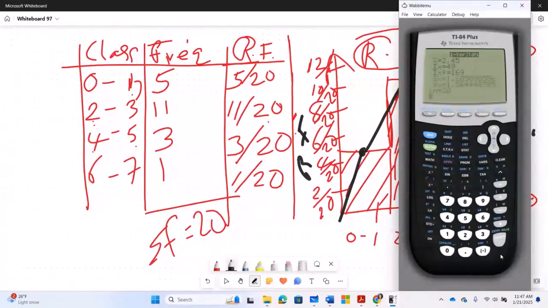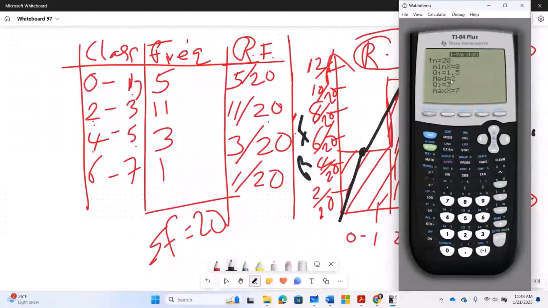So I see that the mean is x bar. By the way, this data, they didn't tell me whether it's population data or sample data. So I'm assuming that this data is sample data. And the mean is 2.45. So I'm going to arrow down. Remember that the median is the same as Q2. So the median is 2. The mean is 2.45. The median is 2.